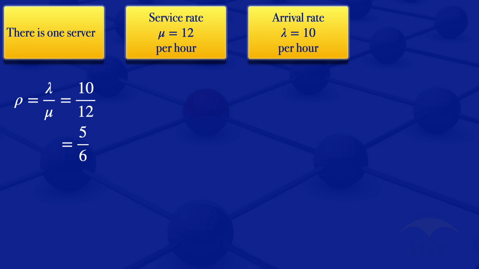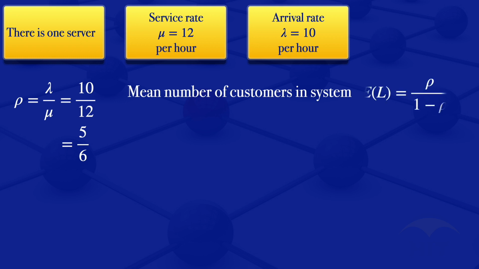The first one I will look at is the mean number of customers in the system. For the mean number of customers in the system, we find it using the formula rho divided by 1 minus rho. So substituting the value of rho, 5/6, we get that the mean number of customers in the system is 5.